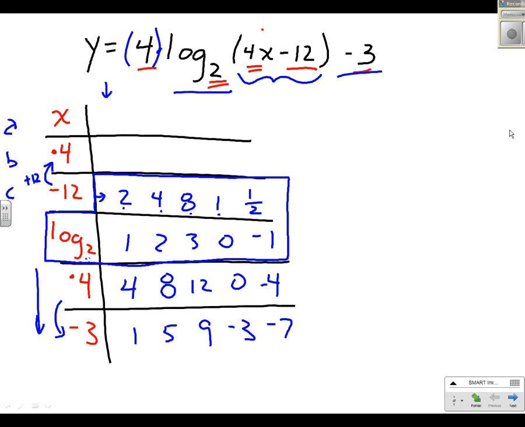And I get 2 plus 12, 14. 4 plus 12, 16. I get 20. I get 1 plus 12, 13. And I get 12 plus 1/2, 12 and 1/2.